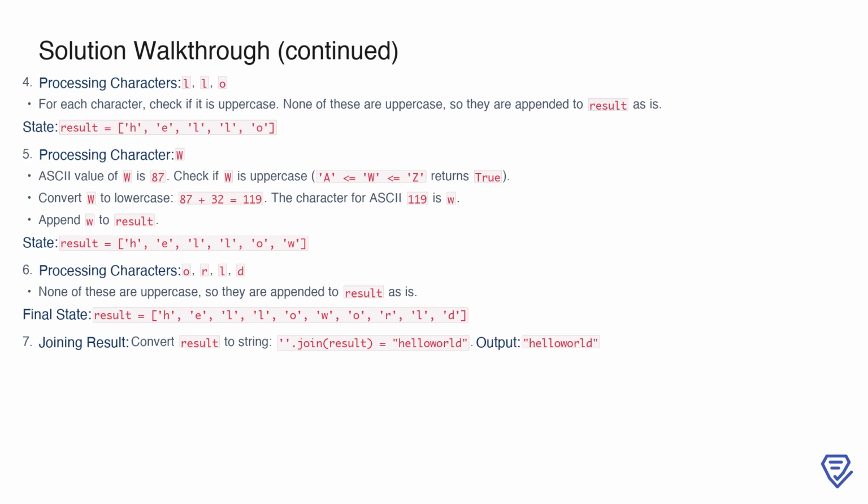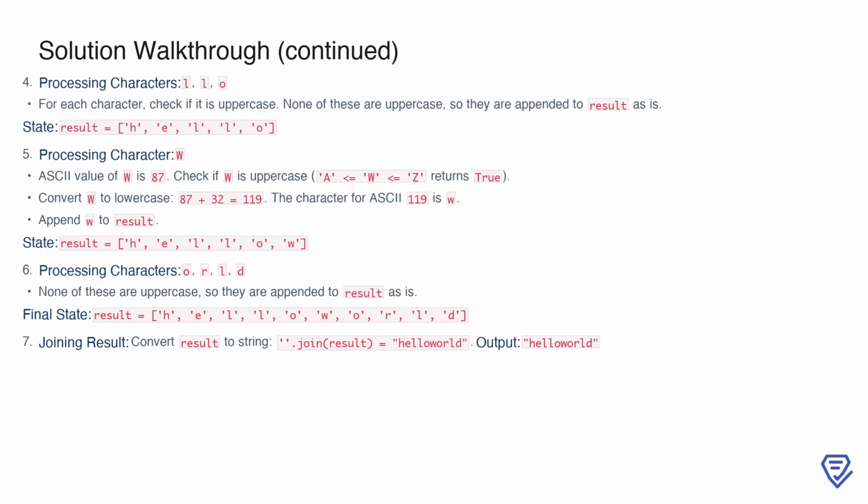Next, we encounter the character W. Its ASCII value is 87, and since it falls within the range of uppercase letters, we convert it to lowercase by adding 32, resulting in an ASCII value of 119. The corresponding lowercase character is w, which we append to the result list.